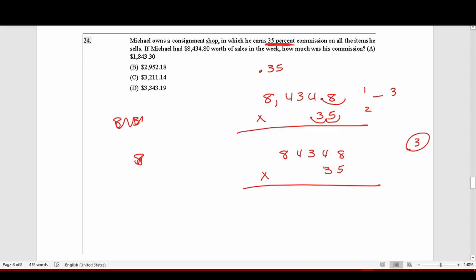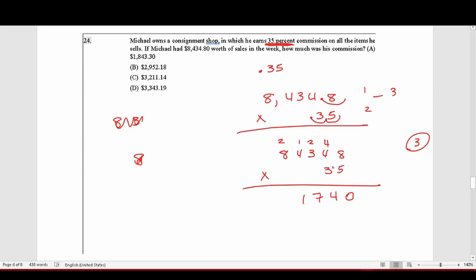Let's go ahead and work this out. Try not to rush when you get to this point. As you can see, we're multiplying fairly big numbers here. If you rush through this, you might make a mistake. 8 times 5 is 40. Carry the 4. 5 times 4 is 20, plus 4 is 24. Carry the 2. 3 times 5 is 15, plus 2 is 17. Carry the 1. 5 times 4 is 20, plus 1 is 21.